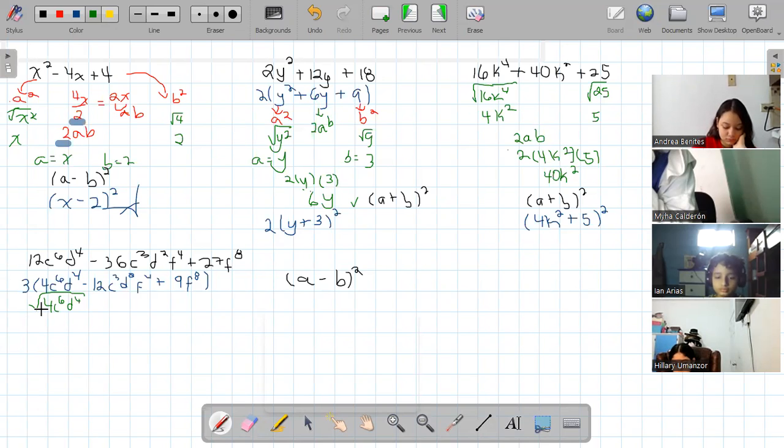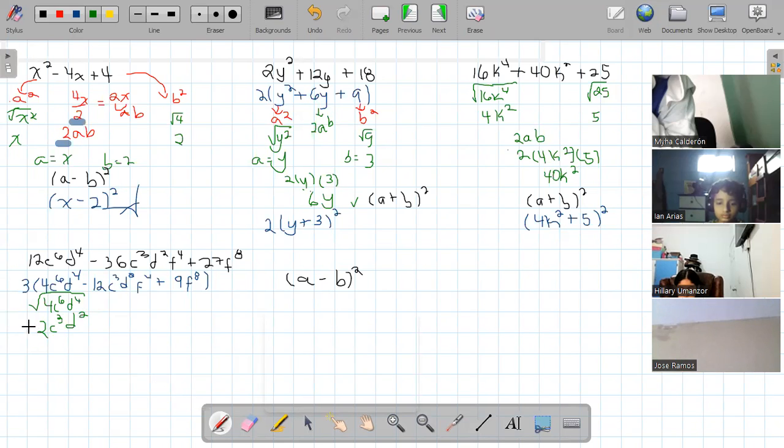Let's go with the number. Square root of 4, 2. Square root of c to the 6th power, since this c is to the cube. c to the cube, very good. You divide by 2 because it is a square root. And d to the square, very good. So that is a.